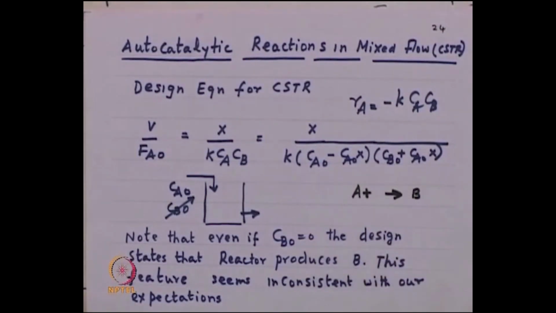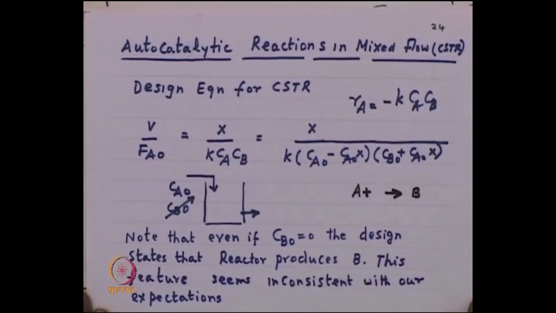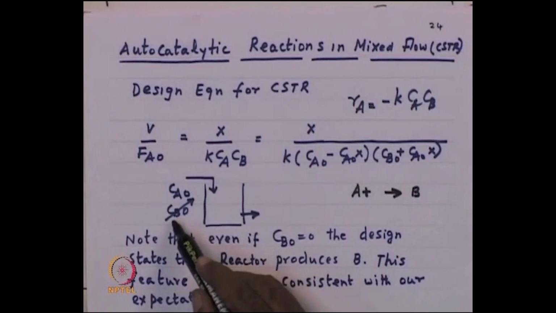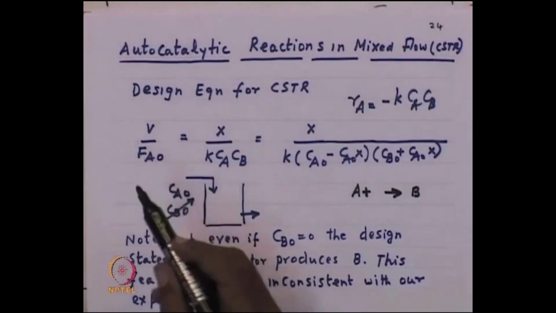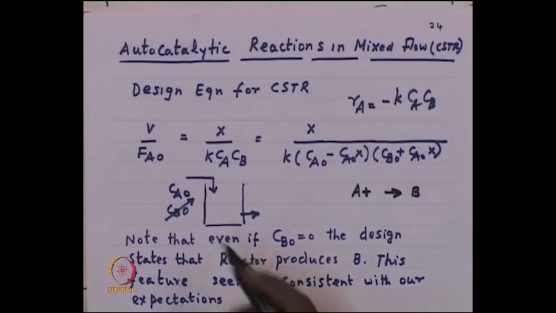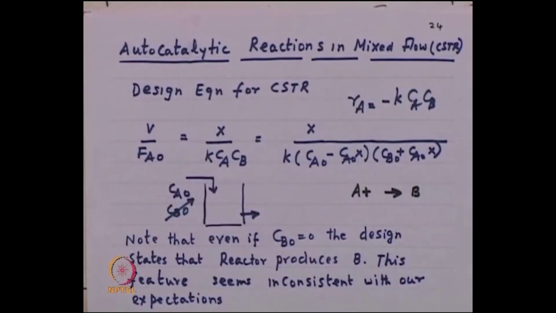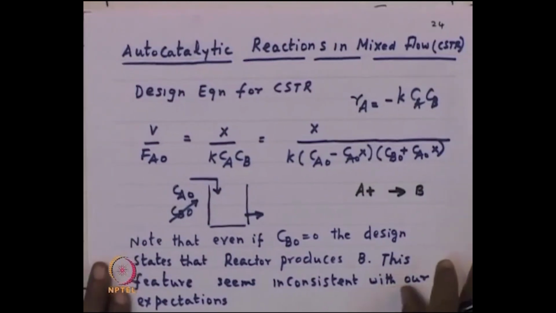Now, the point that I wanted to get across to you is that when you look at this equation, you find that even if CB0 is 0, the size of the equipment is finite. The reason is not obvious from here. Why is it that even though you do not put CB0 in the feed, the reactor gives you a finite result? Because you would expect that there should be CB0 in the feed. Now, we explained this, so let me explain this once again, just to put it in context.